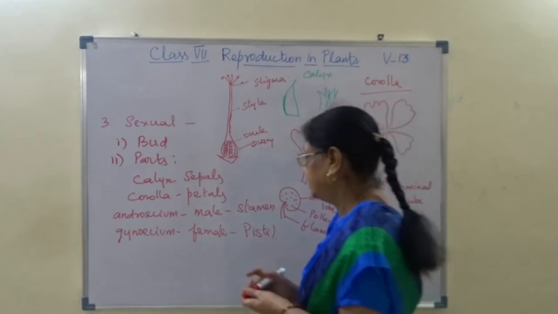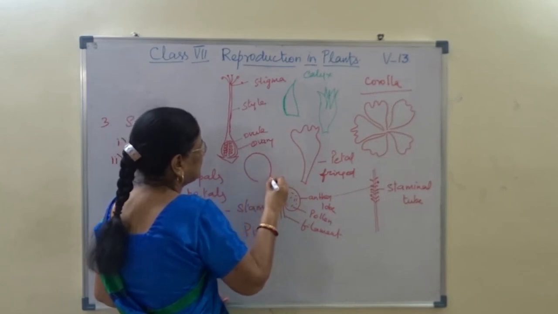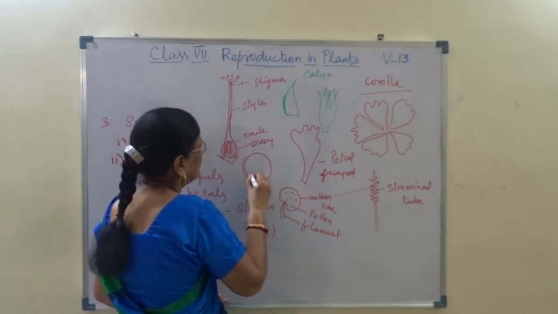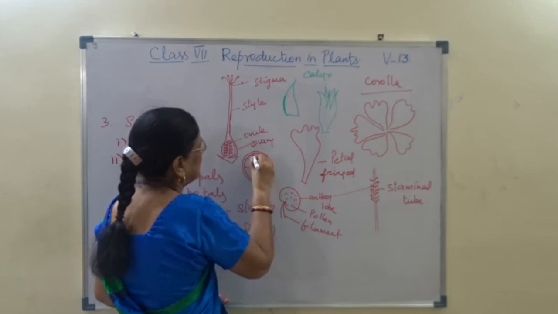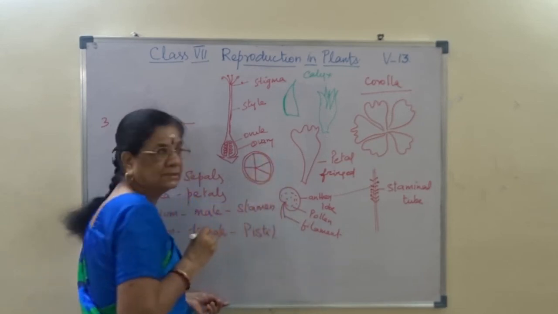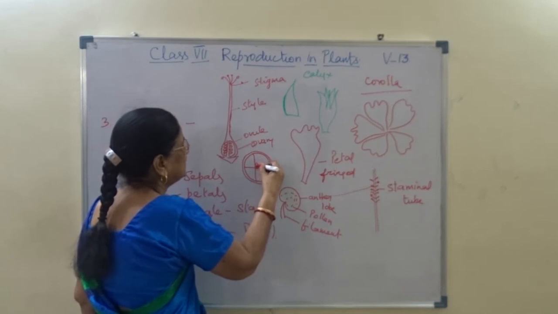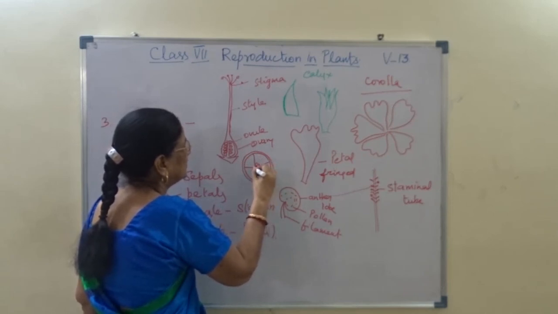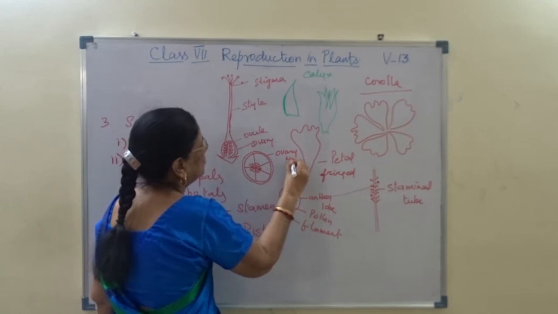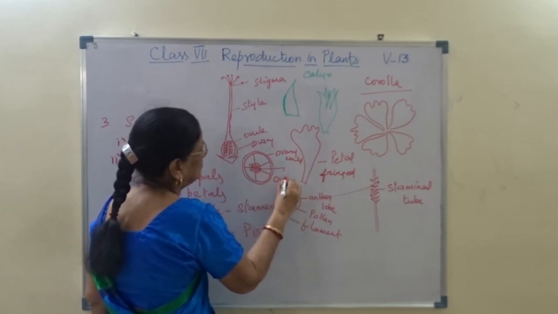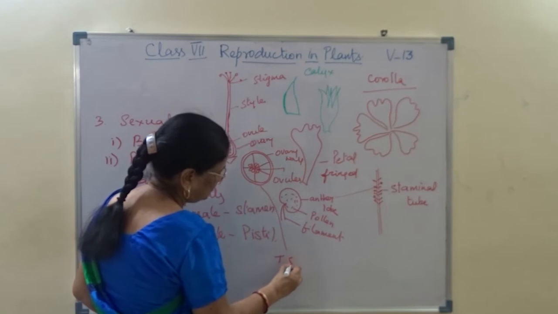Now this ovary, when you take a cross section, we find a structure like this. When we take a cross section of the ovary, otherwise TS of ovary, we find a structure like this. And there are 5 chambers, 1, 2, 3, 4, 5. And inside that, the ovules are arranged. So this is the ovary wall, this is the ovule. So here, this is the TS of the ovary.